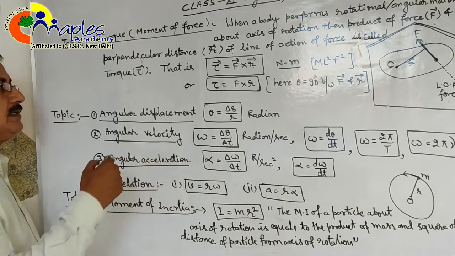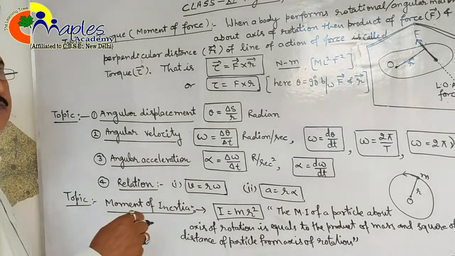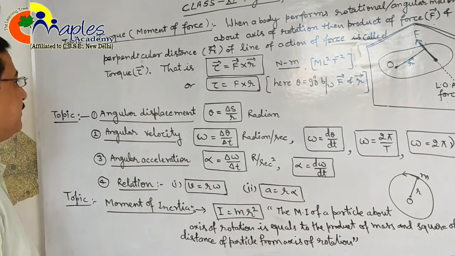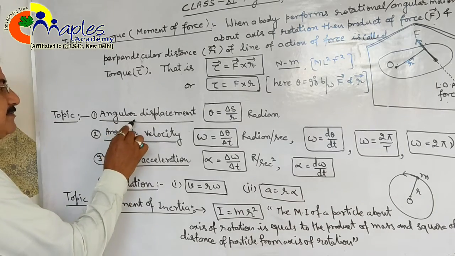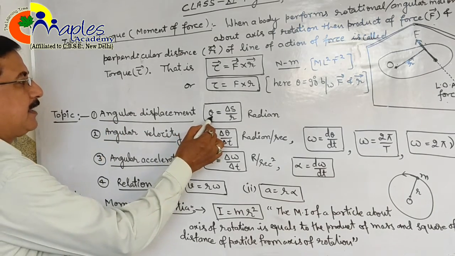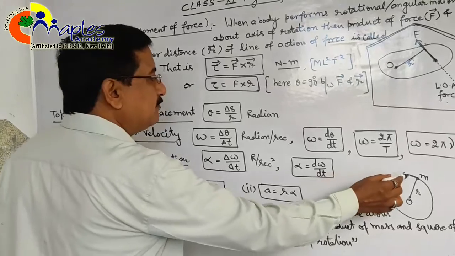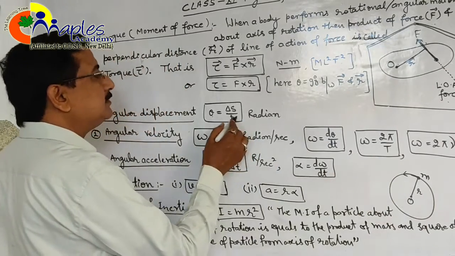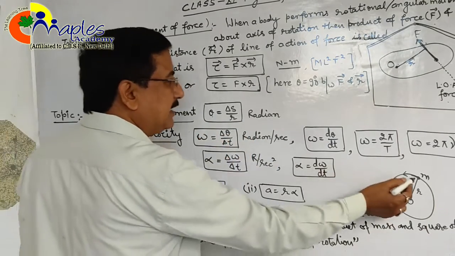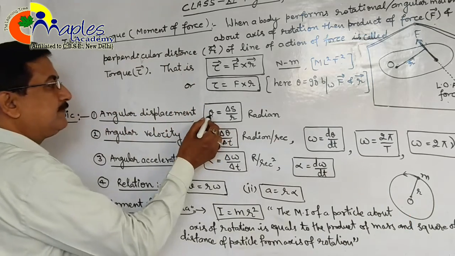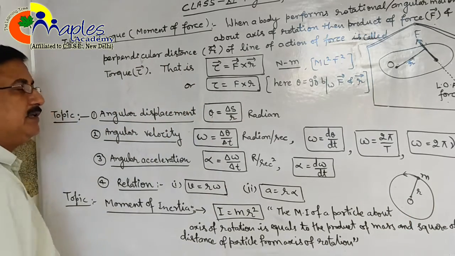If body rotates anticlockwise, then torque is positive. If clockwise, it is negative. There are some terms. Angular displacement. Suppose a particle is moving on a circular path performing rotational motion, then arc upon radius is known as the angular displacement and unit is radian.